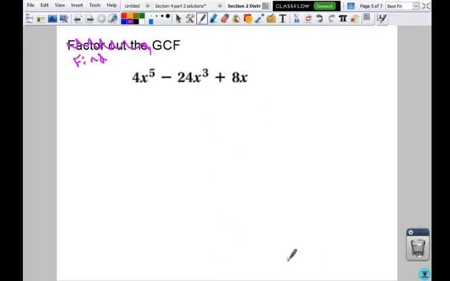All right, so I'm going to find my greatest common factor. And to do that, I need to look at our 3 terms here. I got 4x to the 5th. And this next one, it's a negative 24x to the 3rd, right?